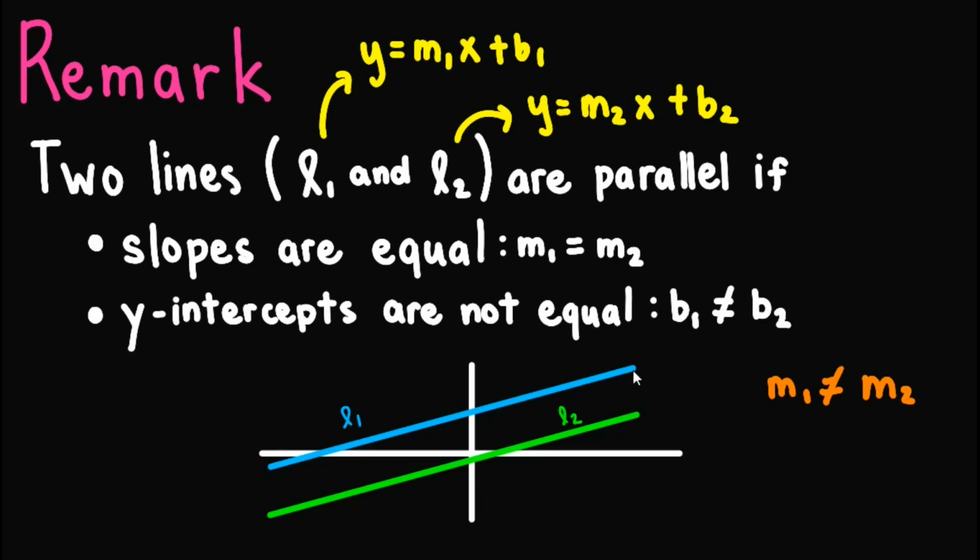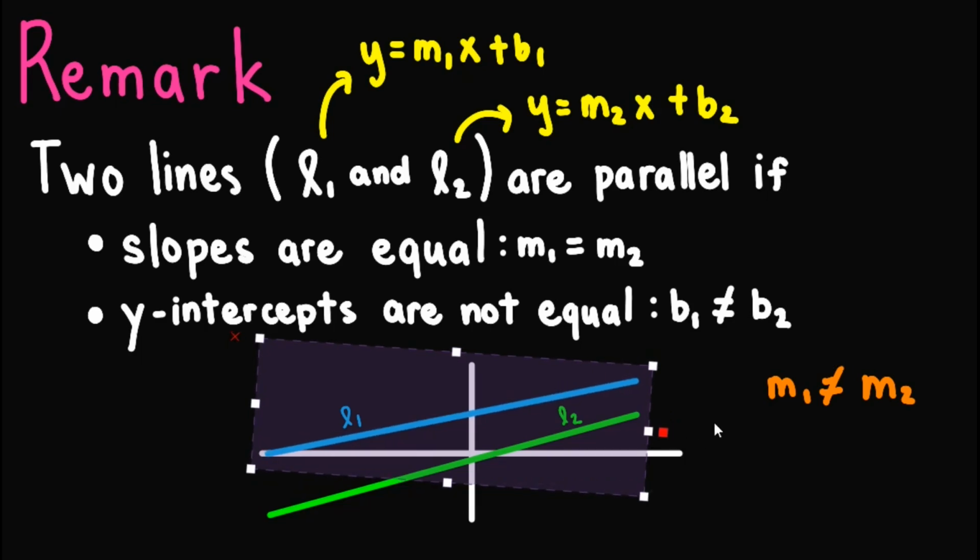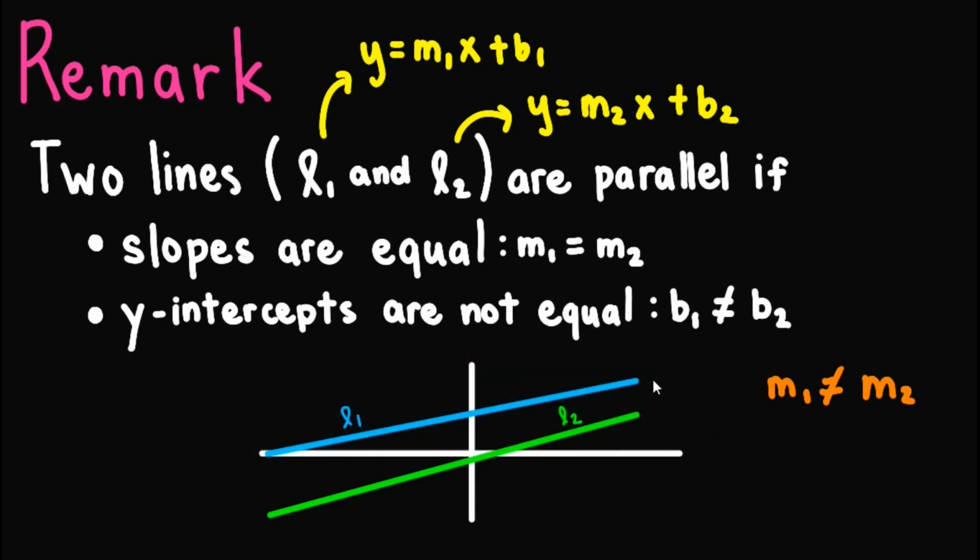If we do it the other way around, say if it's slightly slanted like this, then at some point these two lines will intersect out here. So they are not parallel. So it is really important that the slopes of the two lines are equal.